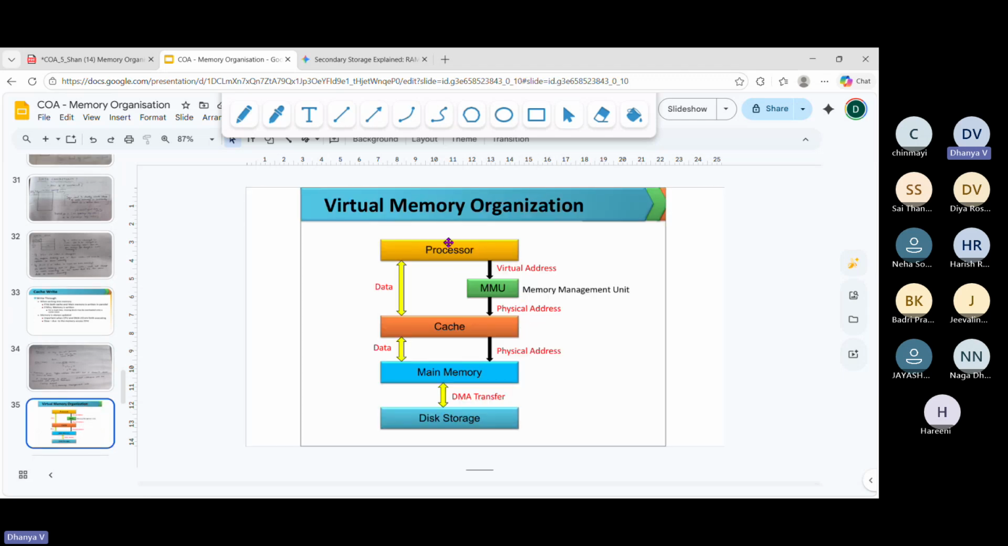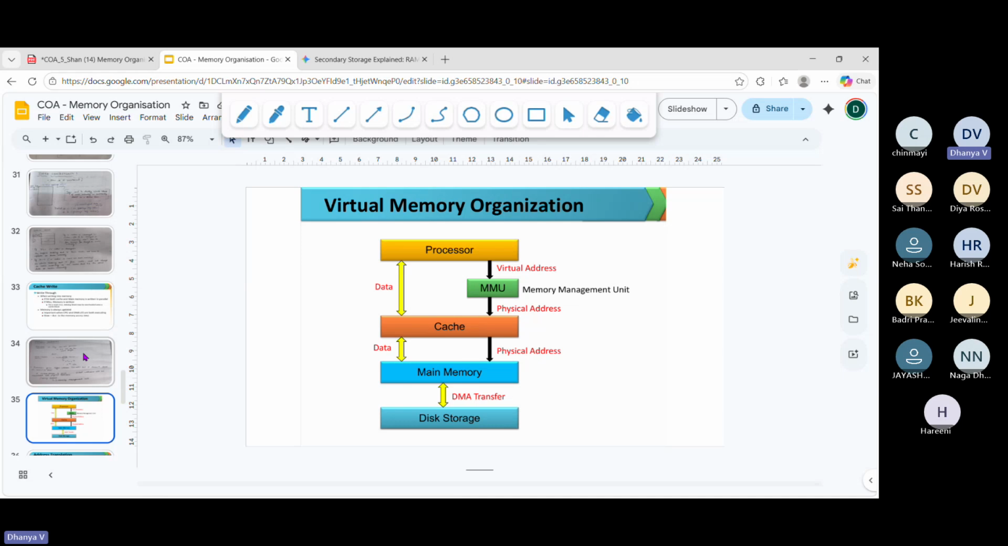Okay, so you have your processor. I told you about main memory, but even from your processor to your cache, it gives a bigger address, but your cache is of a smaller size. So essentially, it will also have a smaller number of blocks. So it has to convert this virtual address into a physical address which is there in your cache using your memory management unit. Okay, so what does this memory management unit consist of is what we are going to look into now.